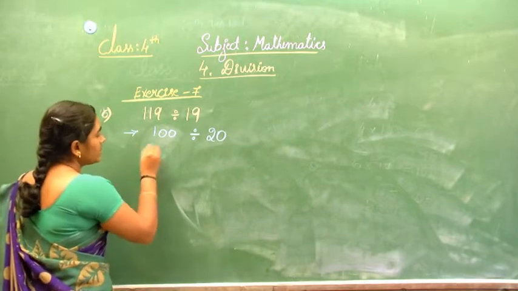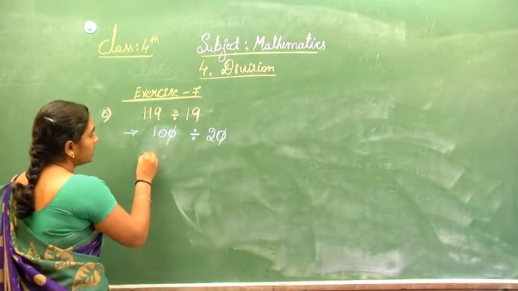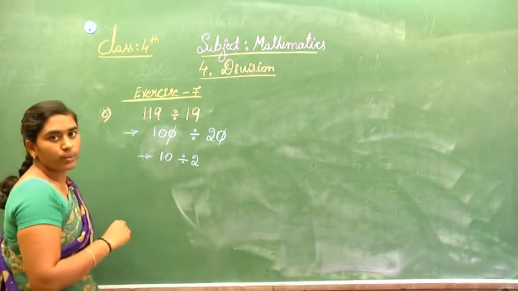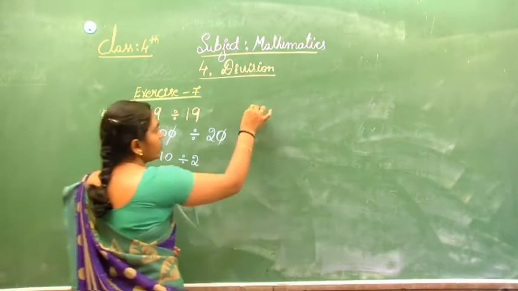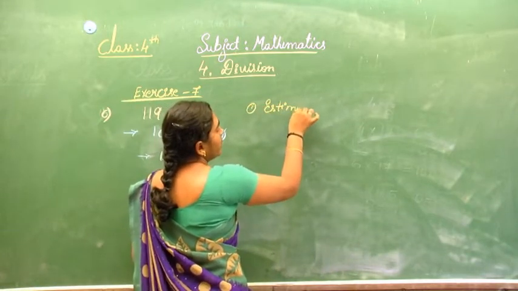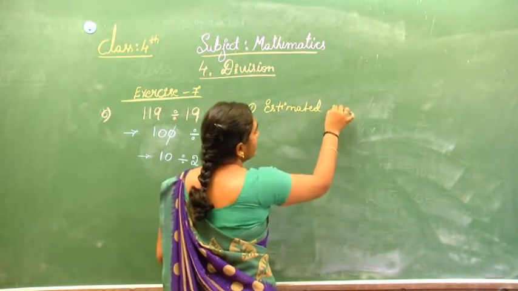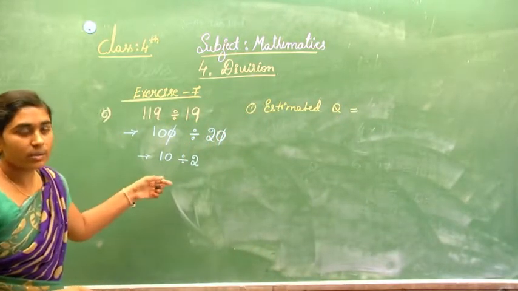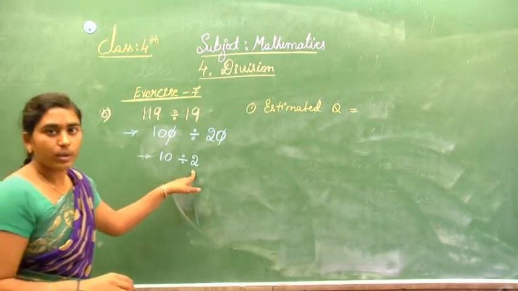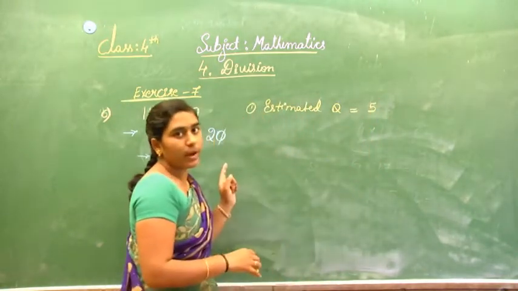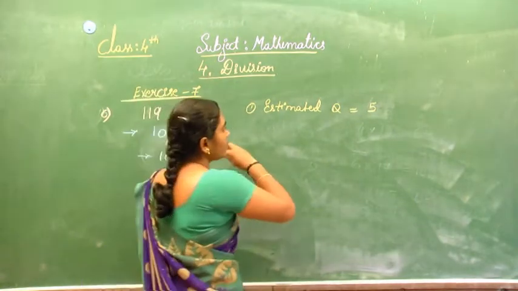Here which will be the next? 1 0, 1 0 will be cancelled out. 10 divided by 2. For 10 by 2, first one, estimated quotient. What is the estimated quotient? Multiple of 2 ones are. Already we have solved a similar one, which is 2. 2 how many is 10? Yes. 2 fives is 10, right?